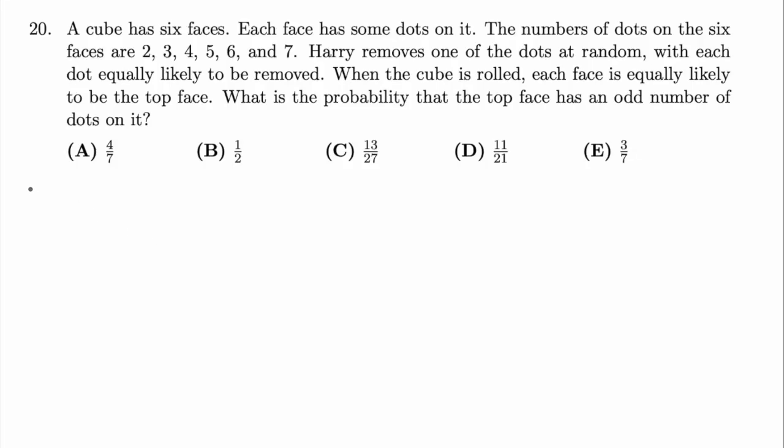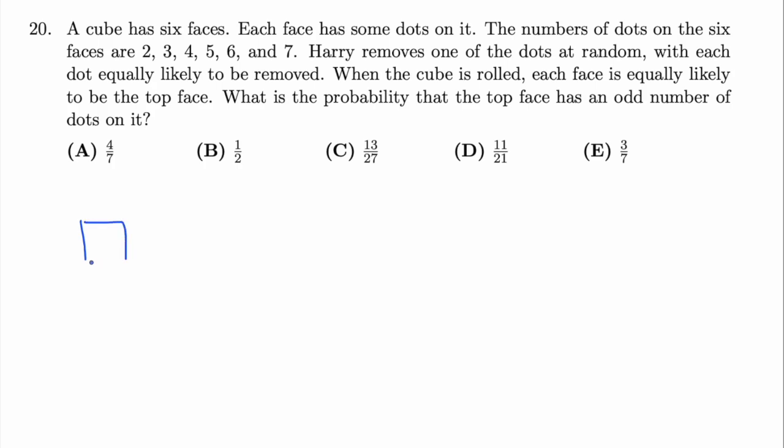Take a look at question number 20. So here it says a cube has 6 faces. Each face has some dots on it. The numbers of dots on the 6 faces are 2, 3, 4, 5, 6, and 7. Okay, so it's kind of like a die, right?